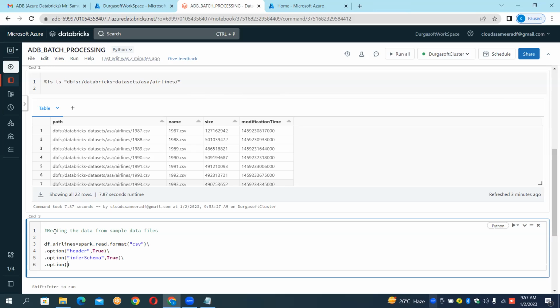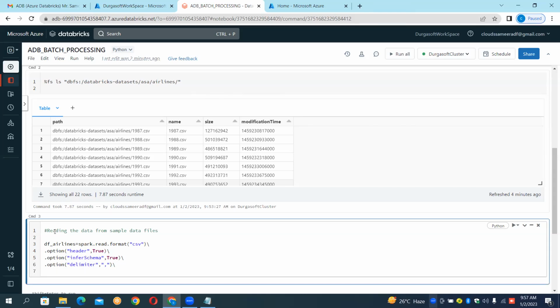So guys, we can use a delimiter here, or we can use a separator here. We can use a delimiter or sep, that is separator. Delimiter, comma. That's it. Okay, so use the comma here. Again use a slash, then comma.